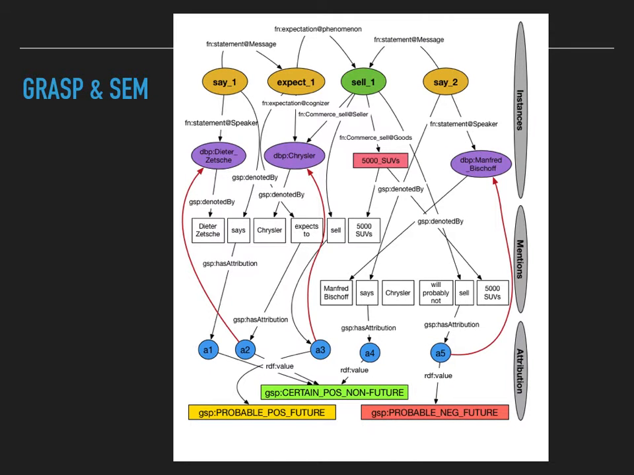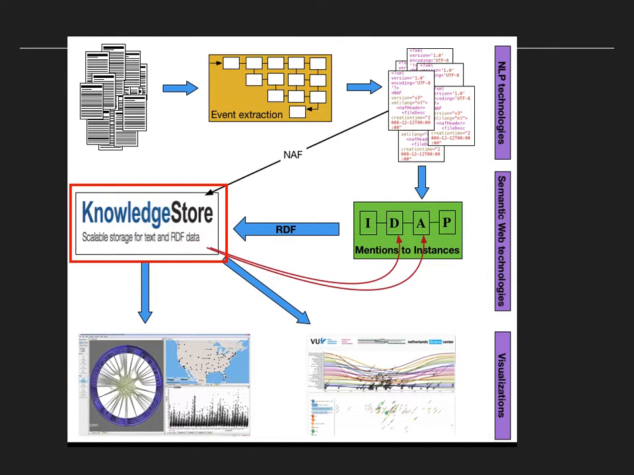We have now seen all three layers and are back at our overview picture. Note that we can extract the different perspectives on the commerce sell event by comparing the attribution values of the individual mentions referring to the event. The IDEP method translates all NAF documents to GRASP and SAM representation, and this is stored in a knowledge store. There is a video presentation about the knowledge store.